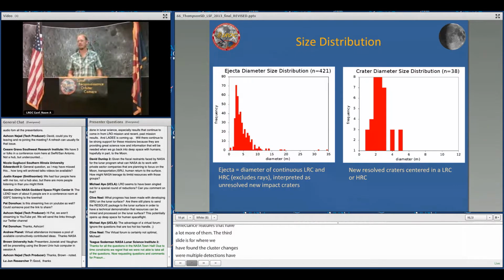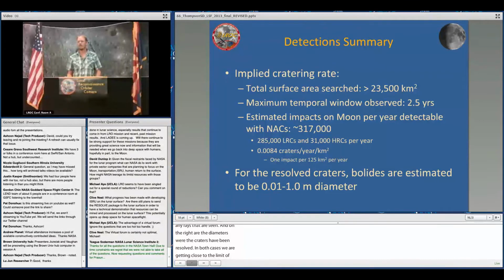As far as the sizes of these, on the left we have the ejecta size, and both of these plots are binned to the half-meter scale. On the left is the ejecta diameter, where it's the continuous extent of the detected change within the ratio image, not including any rays that are seen. And then on the right are the diameters where the craters have been resolved. In both cases, we're getting close to the limit of the NAC resolution. Anything smaller we will not be able to measure with confidence.